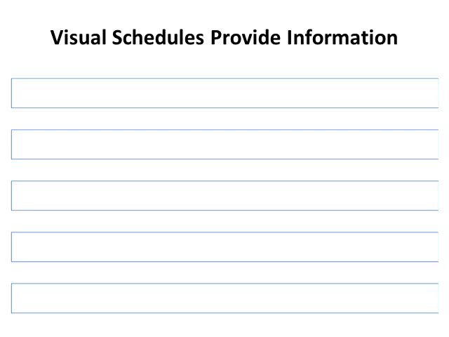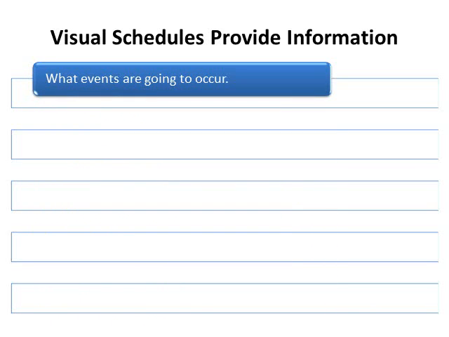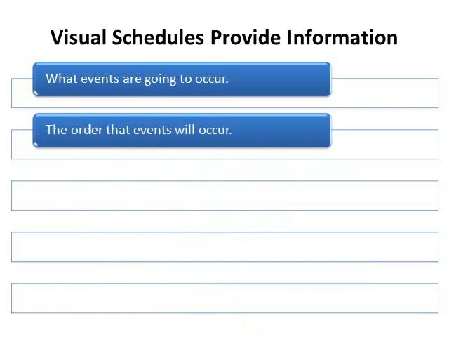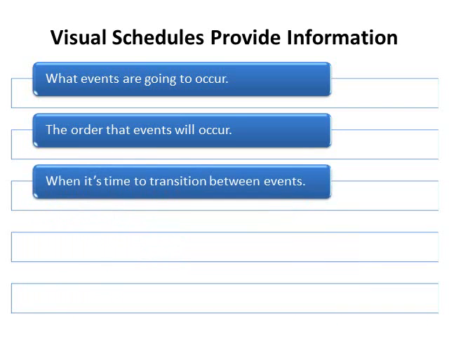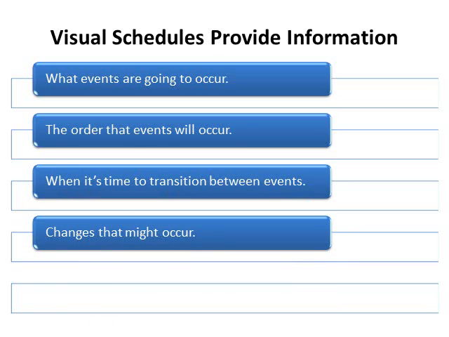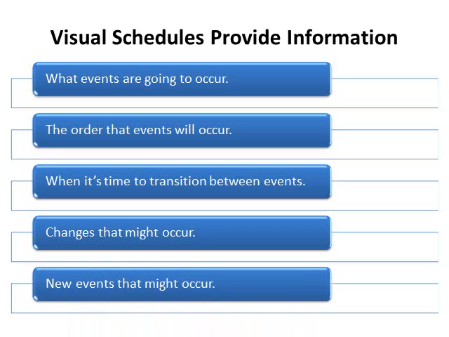Again, visual schedules communicate information in a visual format. Some of that information that's communicated is when events are going to occur, the order that events will occur, when it's time to transition between events, the changes that might occur because something different is happening this evening than what typically happens on a Wednesday life group, let's say. And also when new events might occur. And that's important because, again, with that lack of predictability, when a change occurs or something new occurs that's out of the ordinary, that can increase stress and anxiety, and a visual schedule helps to communicate that information in advance.